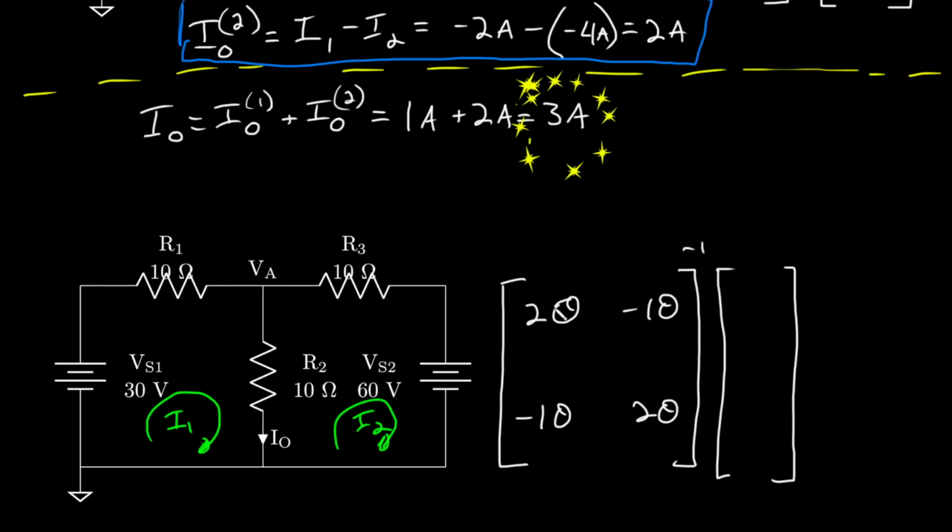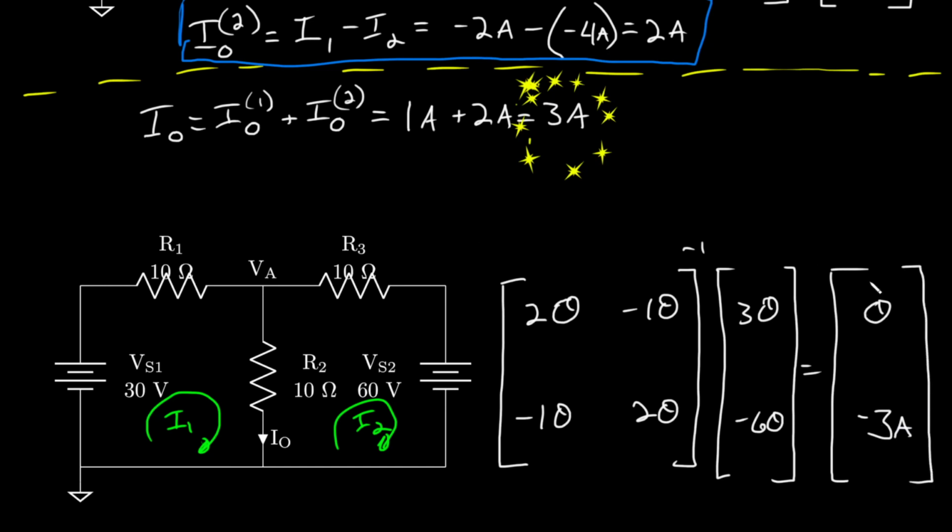Okay, we go up 30 as we go around I1. We go down 60 as we go around I2. And that's going to give us some other solution. And let me go do that quickly. Solve it, and we get 0 and -3. I actually think it's going to work out. Who would have thought?